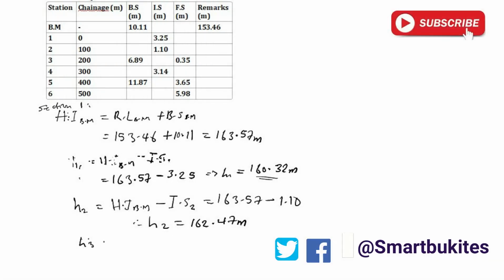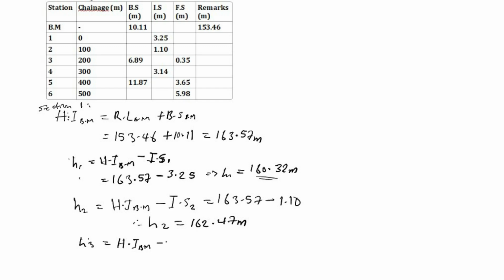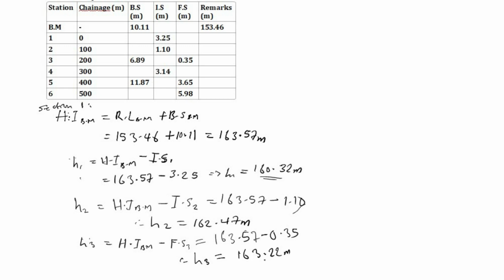Our reduced level at point 3 is equal to the height of instrument at the benchmark minus the fore side. Since we know our reduced level is the height of instrument minus either the intermediate side or the fore side, in this case we have the fore side of point 3, which is 0.35. So 163.57 minus 0.35. Therefore our reduced level at point 3 is 163.22 meters.